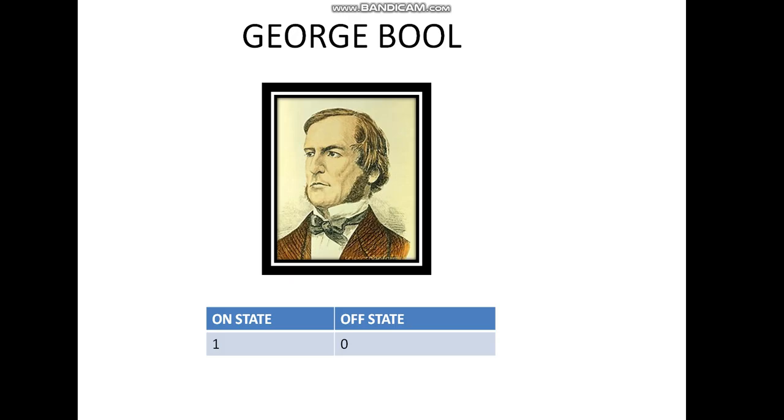George Boole. George Boole was an English mathematician. He solved mathematical problems by reducing them to series of positive or negative answered questions and linked them with binary system. It resulted in 1 for positive answer and 0 for negative answer.